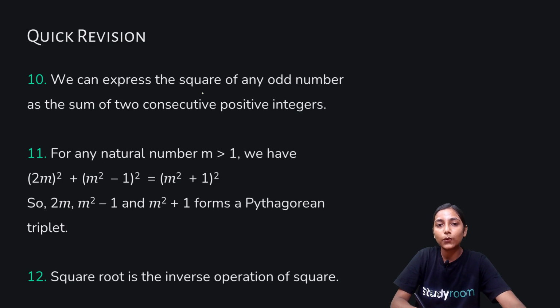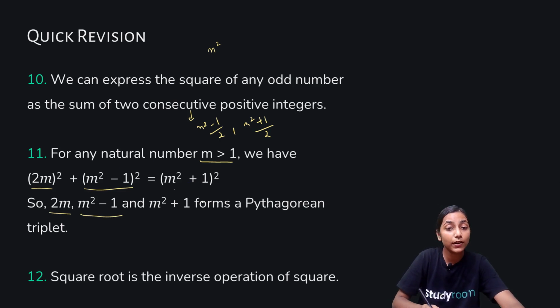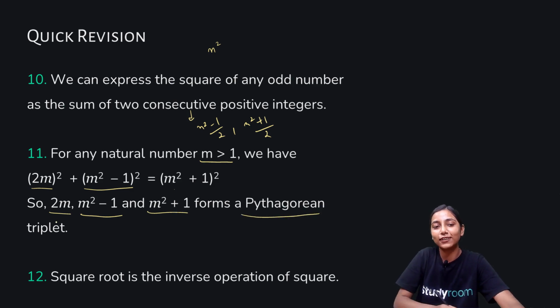We can express the square of any odd number as the sum of two consecutive positive integers. If that number is n, then those two consecutive positive integers are going to be (n square minus 1) by 2 and (n square plus 1) by 2. This we saw. Now for any natural number m greater than 1, we have (2m) square plus (m square minus 1) whole square equal to (m square plus 1) whole square, and here 2m, m square minus 1 and m square plus 1 form a Pythagorean triplet. We did some examples as well where we were given one of the members of the Pythagorean triplet and had to find the other members. So we use this information.